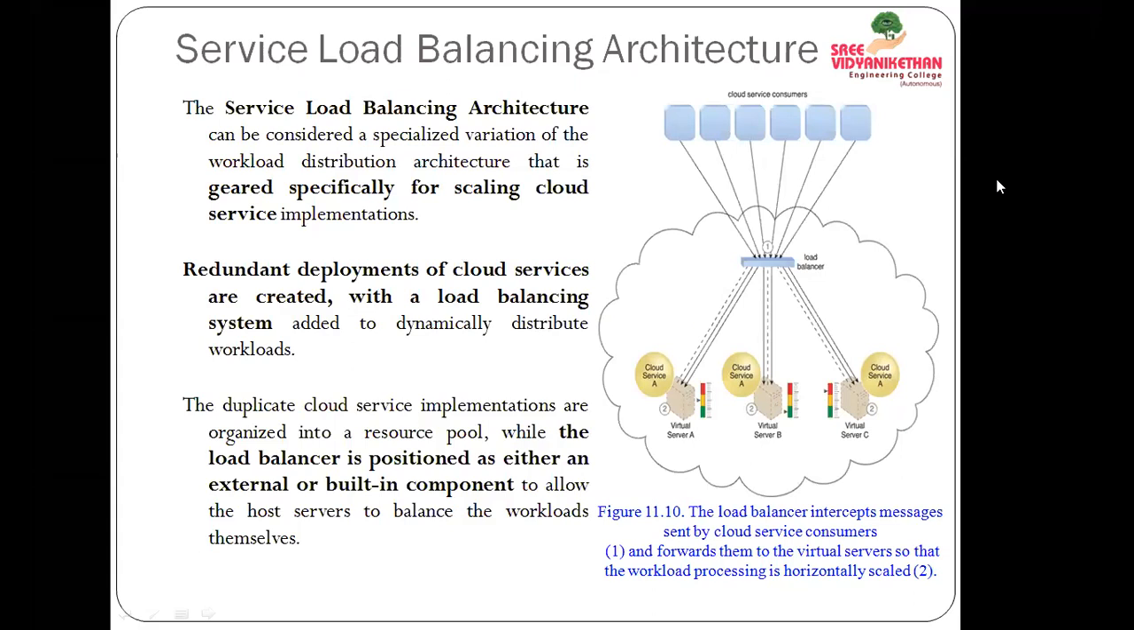Again, this service load balancing can happen in two senses. One is that the placement of the load balancer itself creates the diversity here. If we have the load balancer as a separate entity of the service, placed in the cloud as one of the entities of the cloud, that is one type of mechanism. But in another mechanism, the load balancer is embedded with the service itself. Interesting, isn't it? The load balancer is embedded with the service itself.